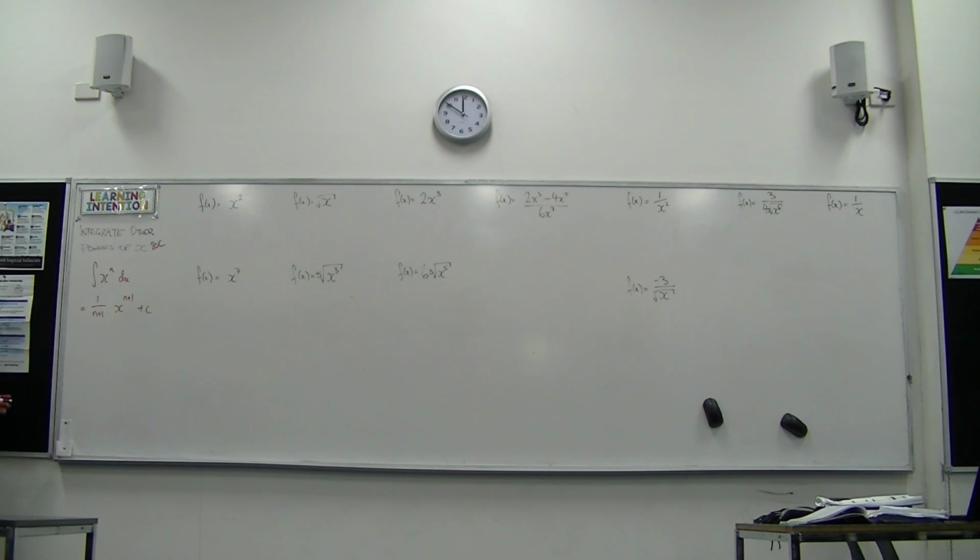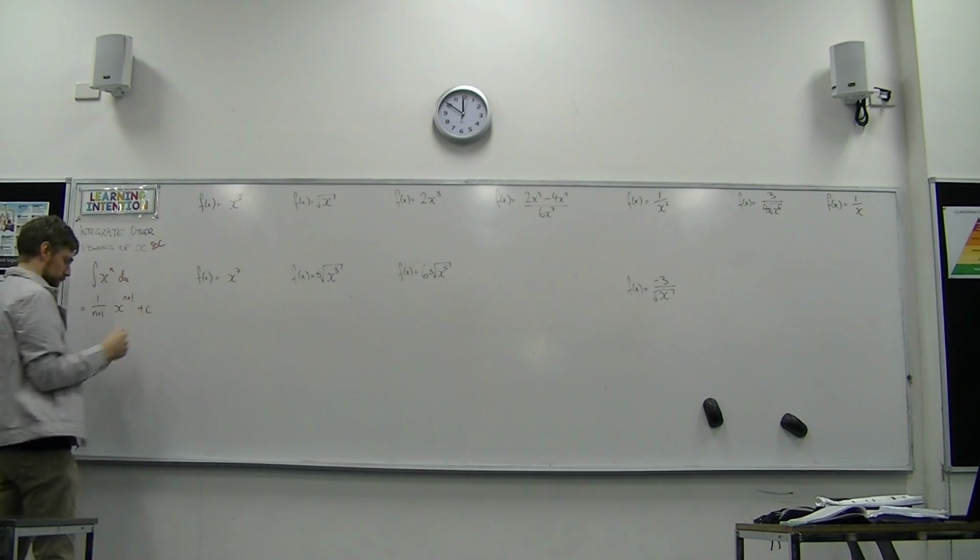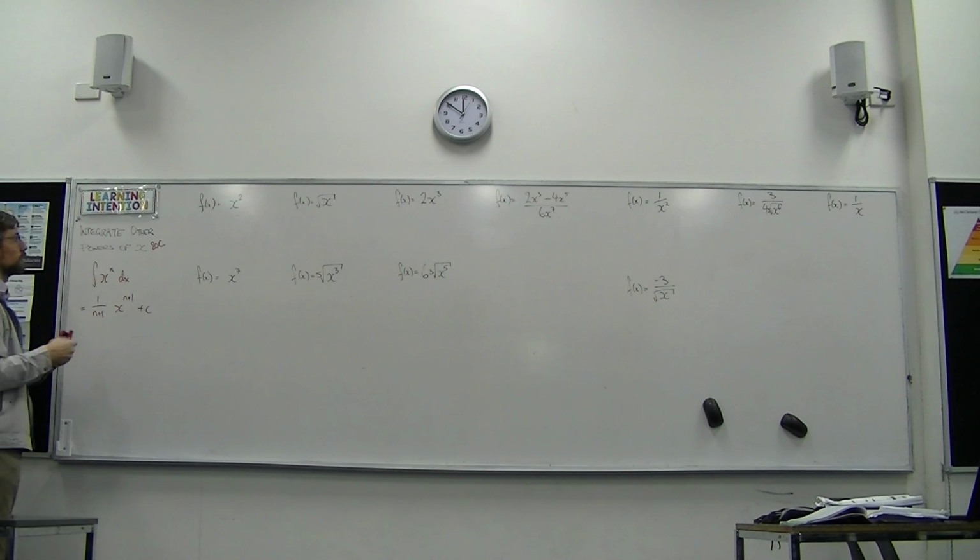There's one other thing that we've got to tack on, the plus C. Yeah, because we don't know where it came from. If we derive it, the C would disappear, so we just tack that on basically to acknowledge our ignorance. Cool, alright. Nice easy thing. So that's that.